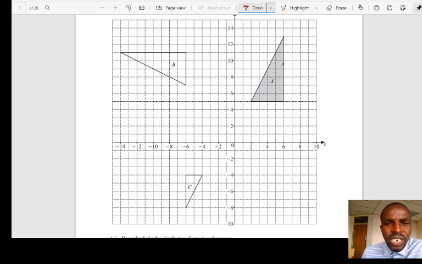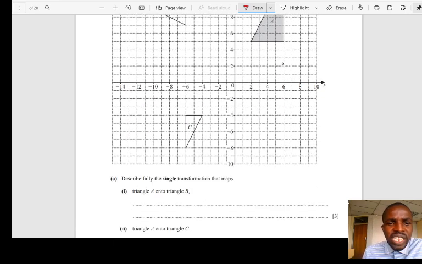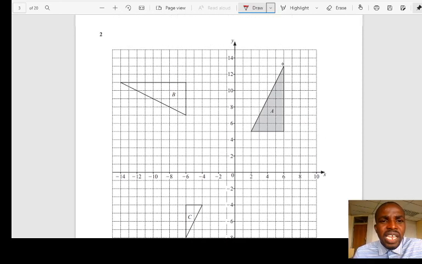You can see on your screen. The first part is saying, part A, describe fully the single transformation that maps triangle A onto triangle B. So B is the image of A. What is the single transformation that has mapped A onto B?